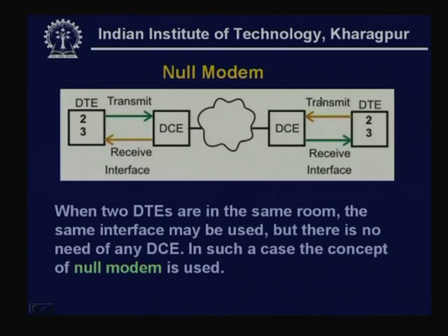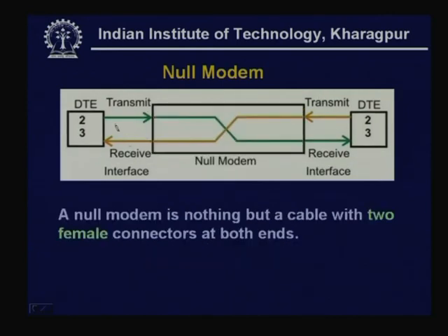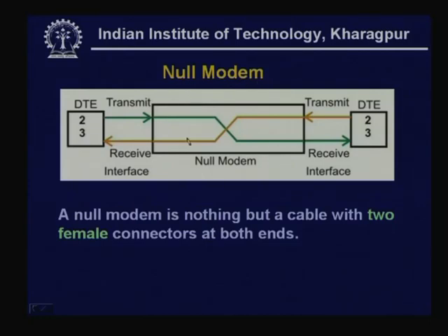But in this particular case, we have to use female connectors at both ends, because both ends are DTEs and wires are swapped as necessary for communication between two DTEs. But the important point is the DTE is fooled here. The DTE has the illusion that it is connected to a modem, but in practice it is not. It is connected to a cable, and that cable is connecting to the other DTE. So, this is the null modem concept.